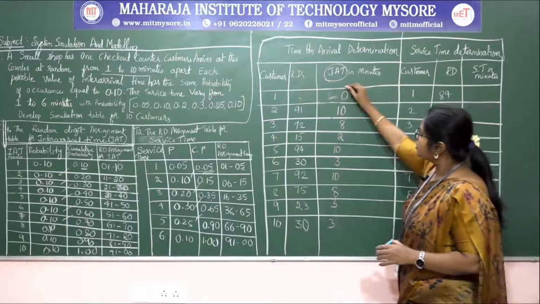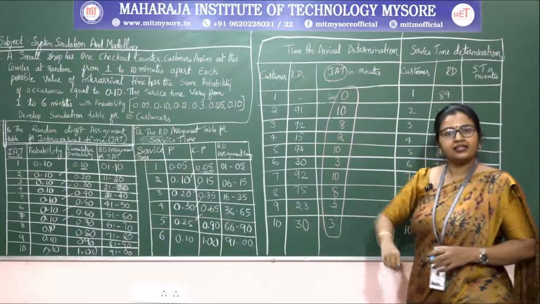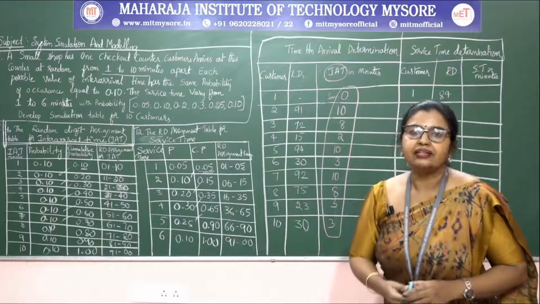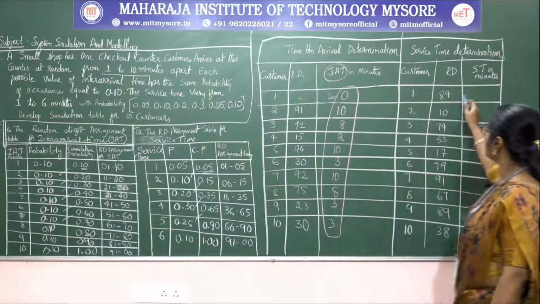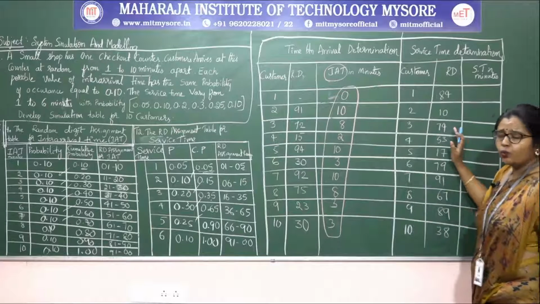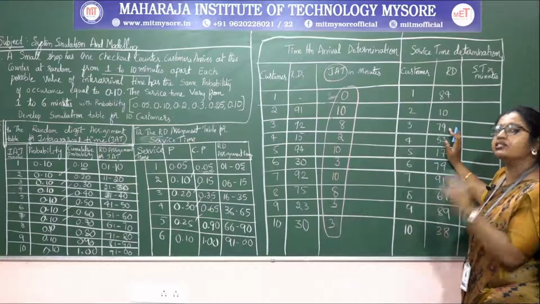Now you have got the inter-arrival time, right? So now you have calculated the inter-arrival time. Next, let us calculate the service time for this. Already we have generated the RD assignment table for service time.